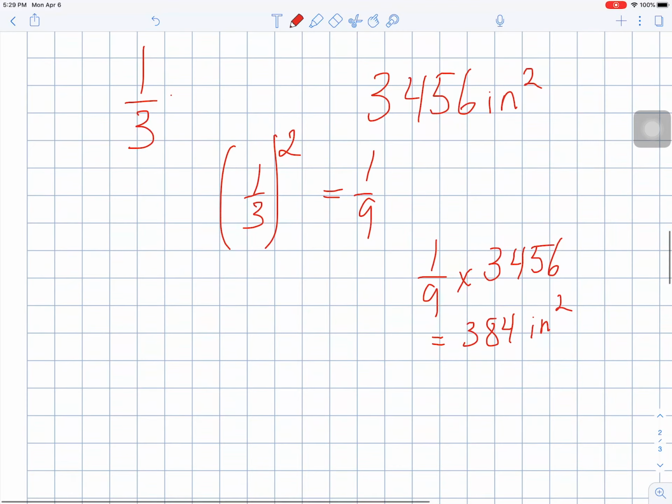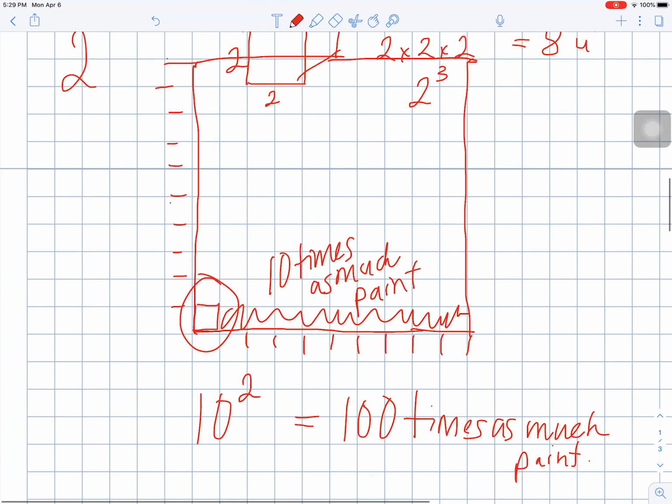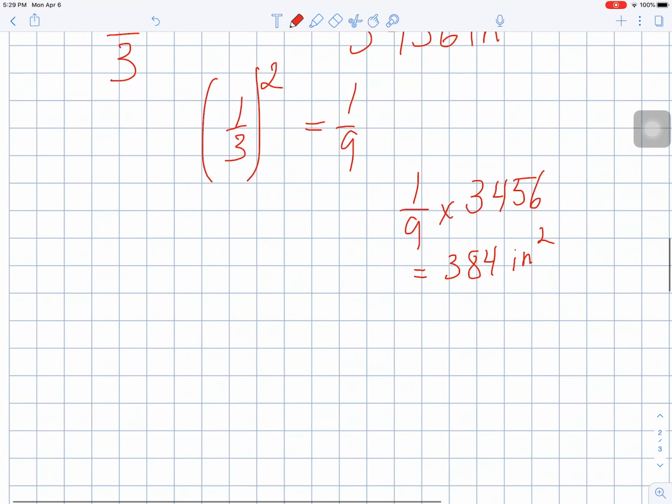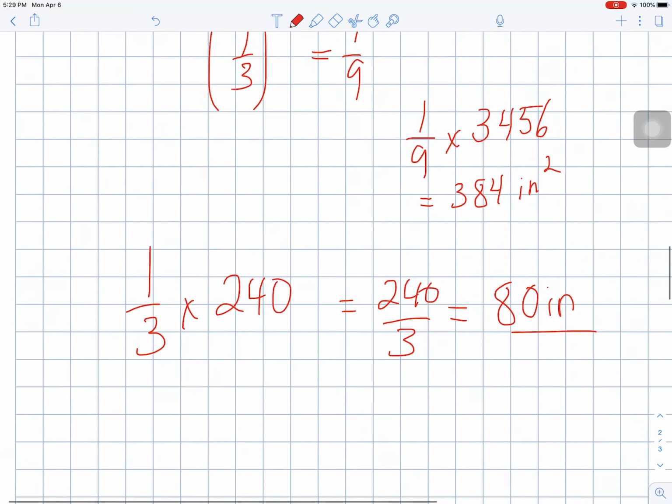And then it says, well, what's the perimeter going to be? Well, perimeter, we went back up to the top. That is the scale times the perimeter. Remember, we don't have to square it or anything. That's just perimeter. So it's 1/3 times the 240 for your perimeter, which is 240 divided by 3, which will give you 80 inches. So that should help you with the questions that we have.